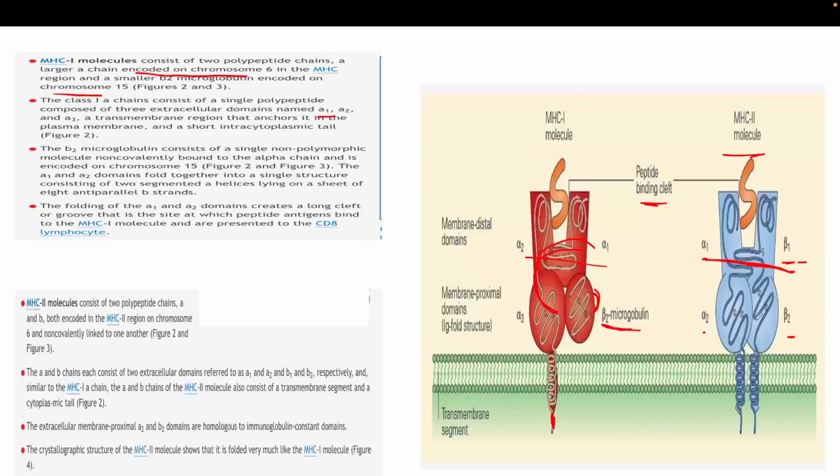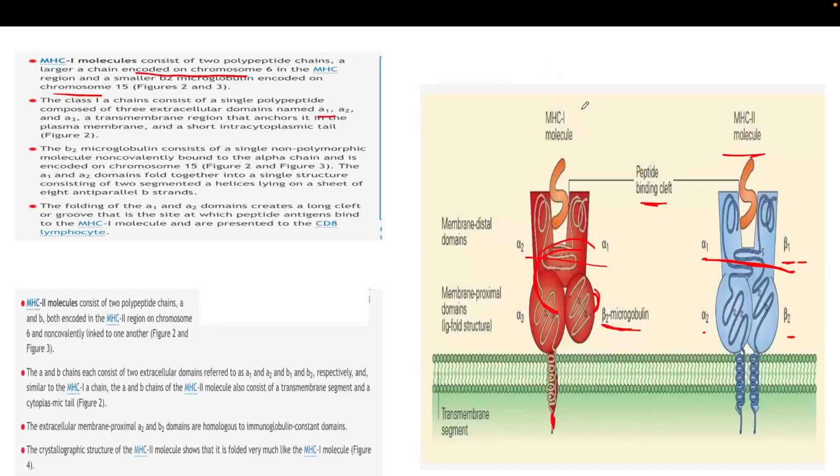Another dissimilarity is that in case of MHC1 there is beta 2 microglobulin, which is very short in size, right? But in case of the MHC2 molecule, this beta chain is not a microglobulin. It is the same size as the remaining three. So there are two polypeptide chains, alpha 1 beta 1 and alpha 2 beta 2. But in case of the MHC1 molecule, alpha 1, alpha 2, alpha 3 make one chain, and beta 2 is the separate chain.